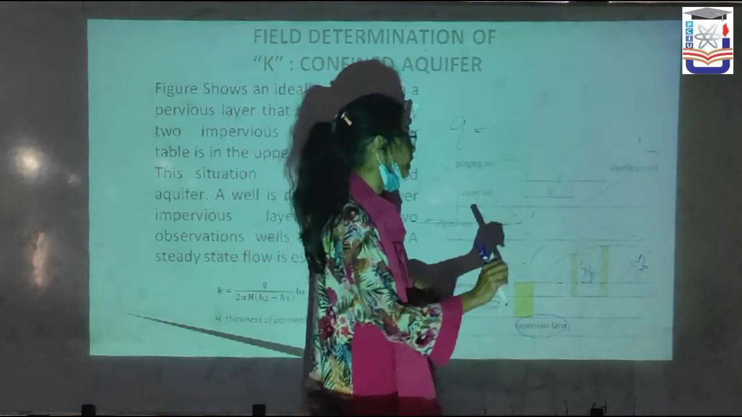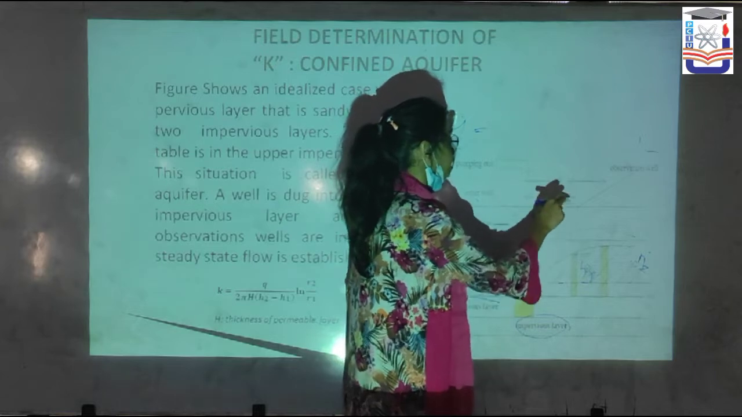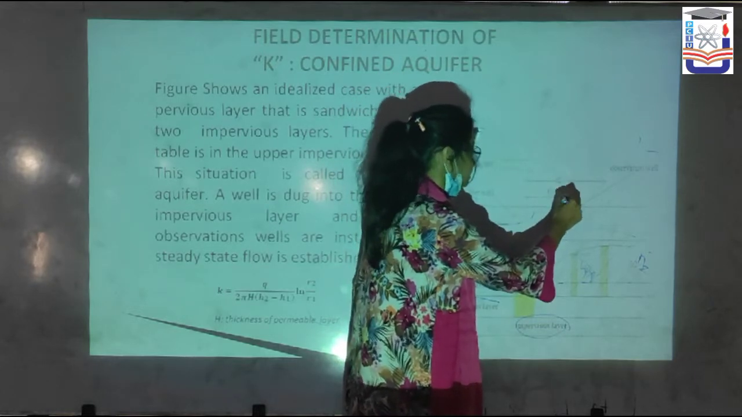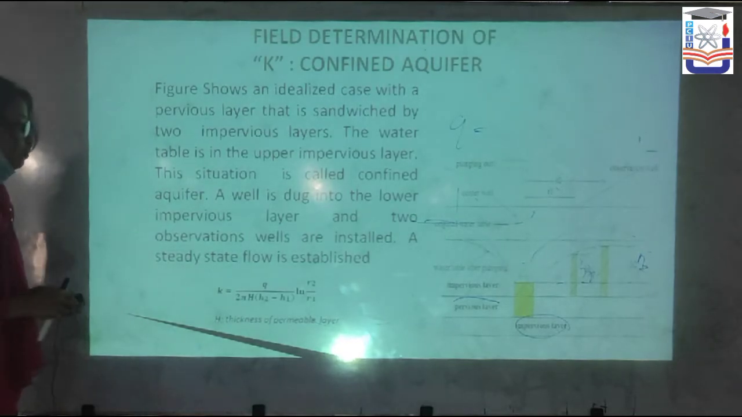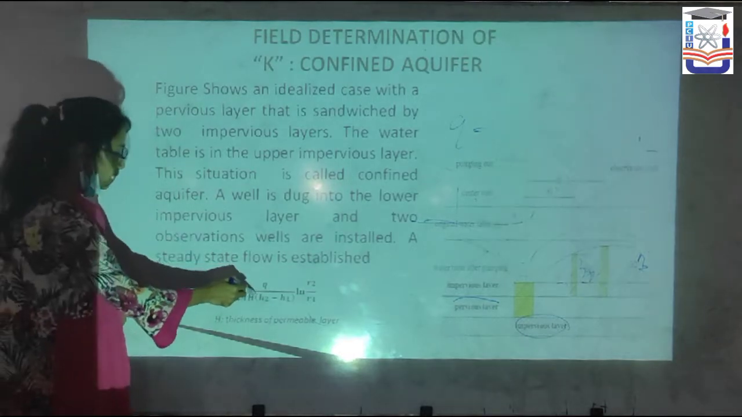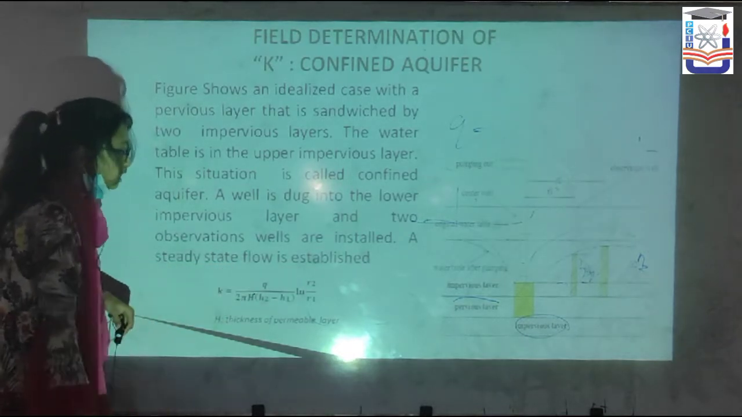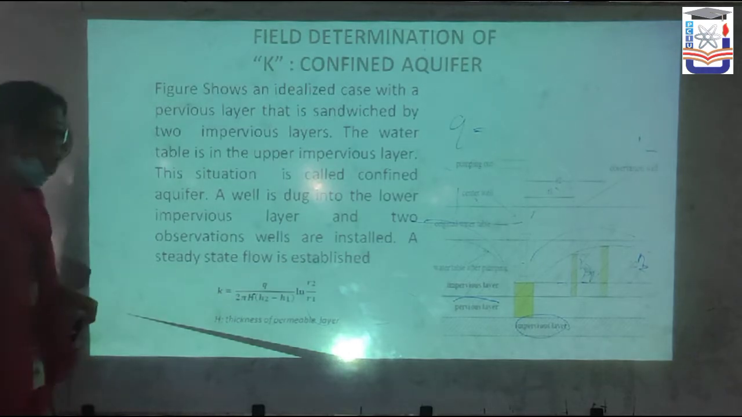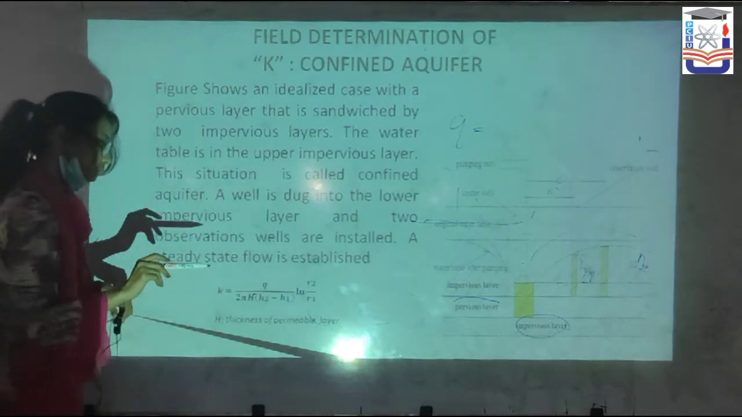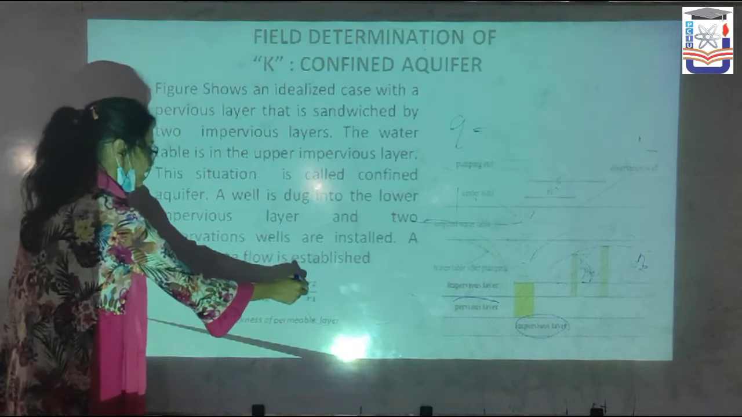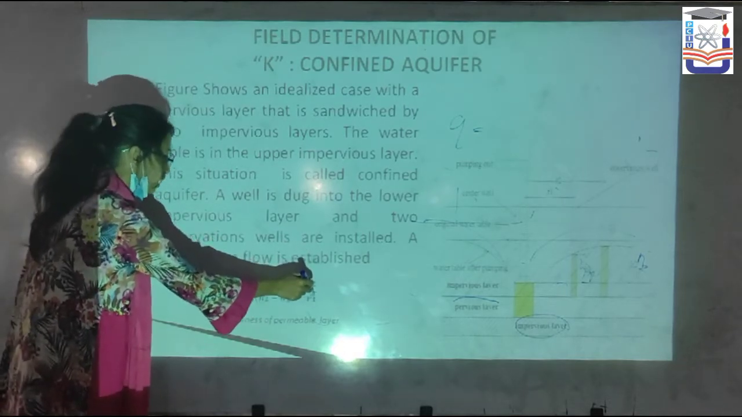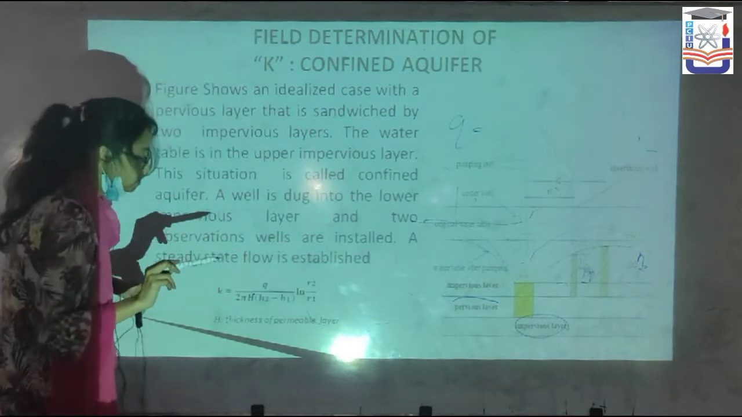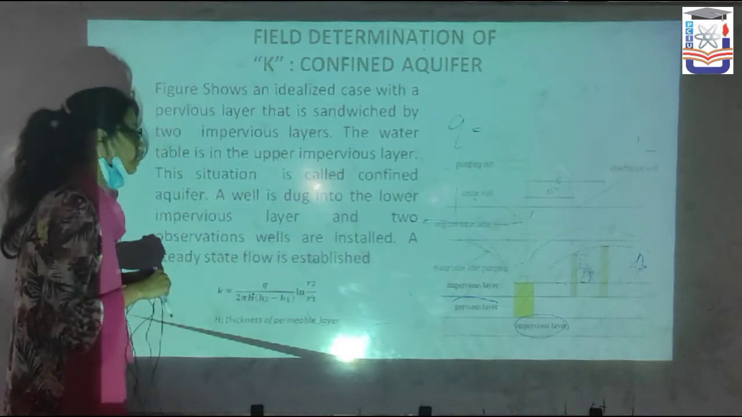After pumping, the radius R1 also changes. The formula of the confined aquifer is K equal to Q by 2 pi H (H2 minus H1) ln R2 divided by R1. In the confined layer, H is the thickness of the permeable layer. Before pumping, R2 is decreased, and after pumping R1 also increases gradually. H1 and H2 will be decreased.